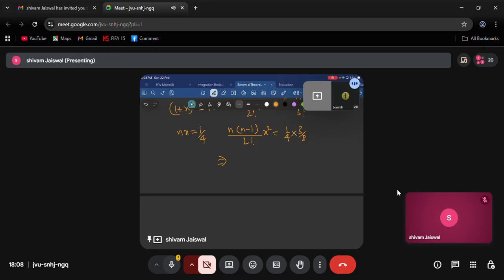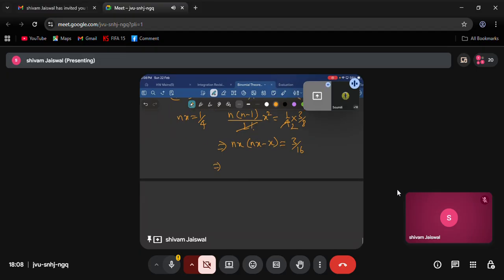Taking 2 factorial, this will go by 2. Then you will see you are getting nx into nx minus x. This will be equal to 3 by 16. Can you understand? Tell me. Yes, sir. And what is nx? Nx is equal to 1 by 4. So 1 by 4 into 1 by 4 minus x will be equal to 3 by 16. Are you getting it? Yes.